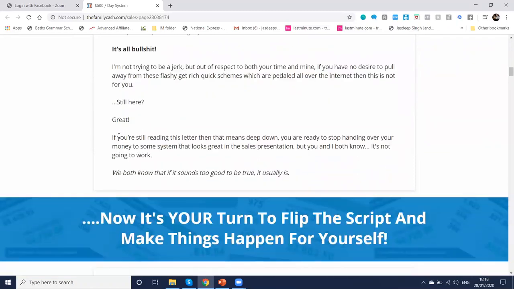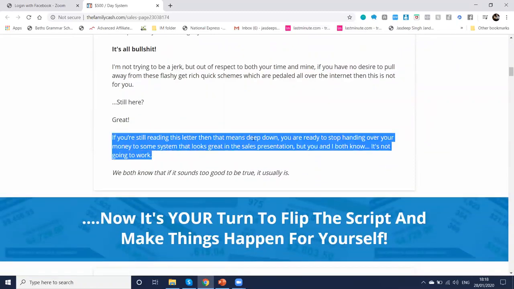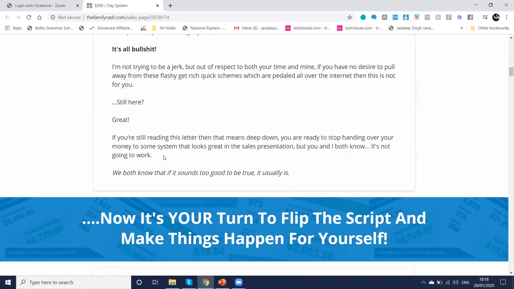And then check this line out. If you're still reading this letter, then that means deep down you're ready to stop handing over your money to some system that looks great in the sales presentation, but you and I both know it's not going to work. This is an extremely hard-hitting line. This is very, very powerful stuff, because let's face it, most internet marketing videos and sales pages, they sound too good to be true, and it usually is. But we're saying, look, it's something a little bit different here. Not a little bit, completely different.